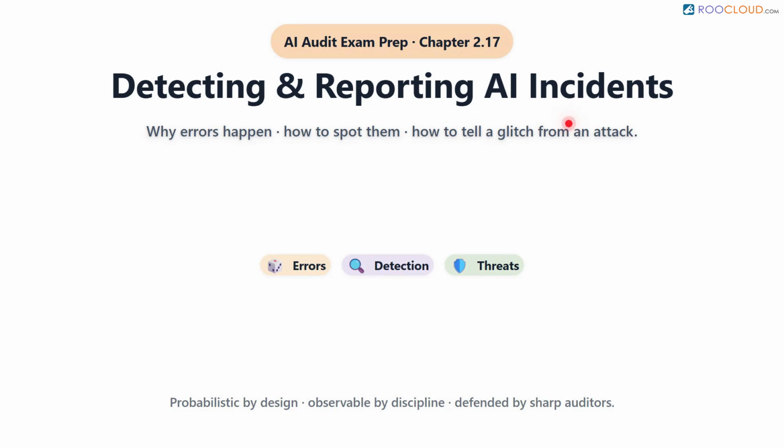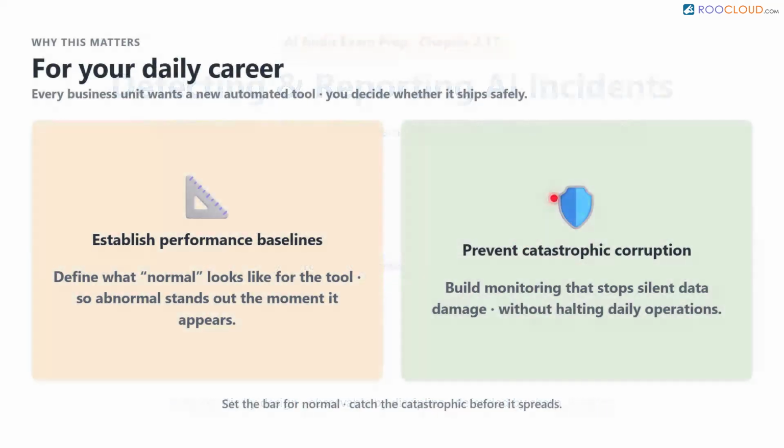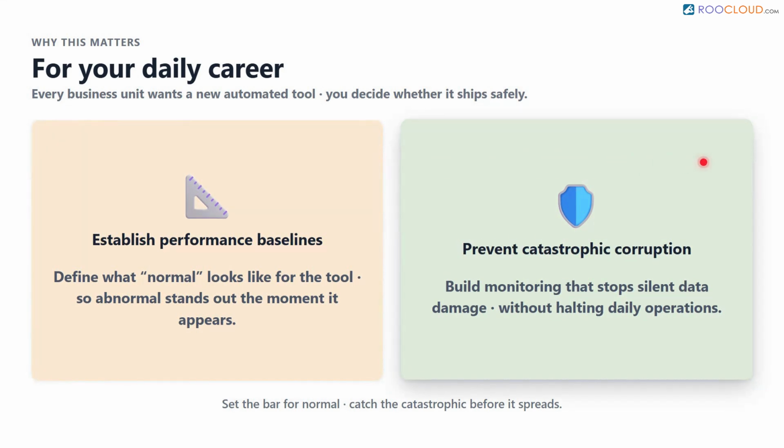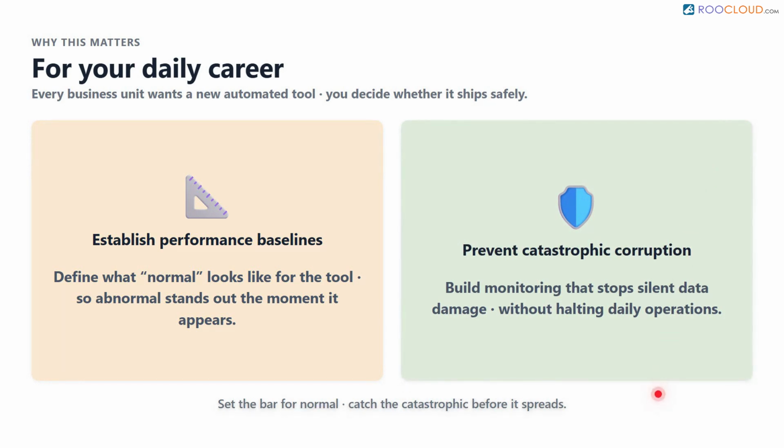In this session, we will explore why AI systems are mathematically destined to make errors and how we can differentiate a normal mistake from a targeted cyber attack. Understanding this is essential for your career in risk or auditing. When a business unit wants to deploy a new automated tool, you will know exactly how to establish performance baselines and build monitoring systems that prevent catastrophic data corruption without halting daily operations.